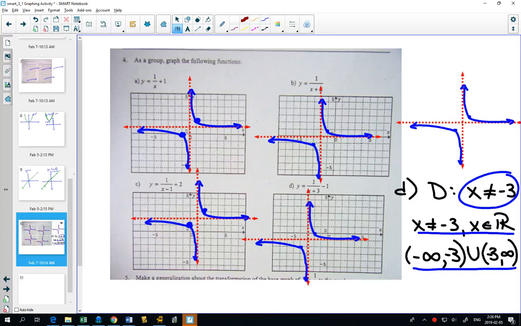If we did the range, the simplest way to do the range on this one is to notice there's an asymptote at negative 1. So I would just write y can't equal negative 1. We'll do a domain and range from each of the other ones as well, just to see some of the differences and to remind us of some of the notation.